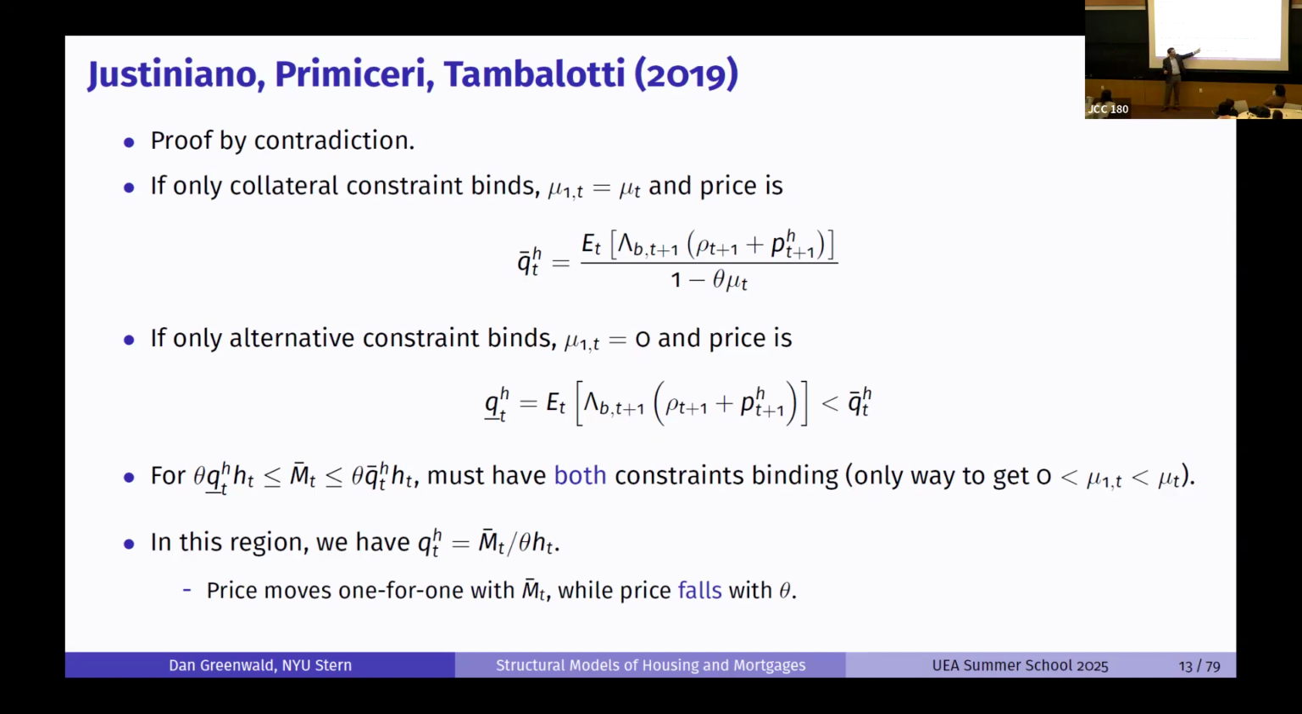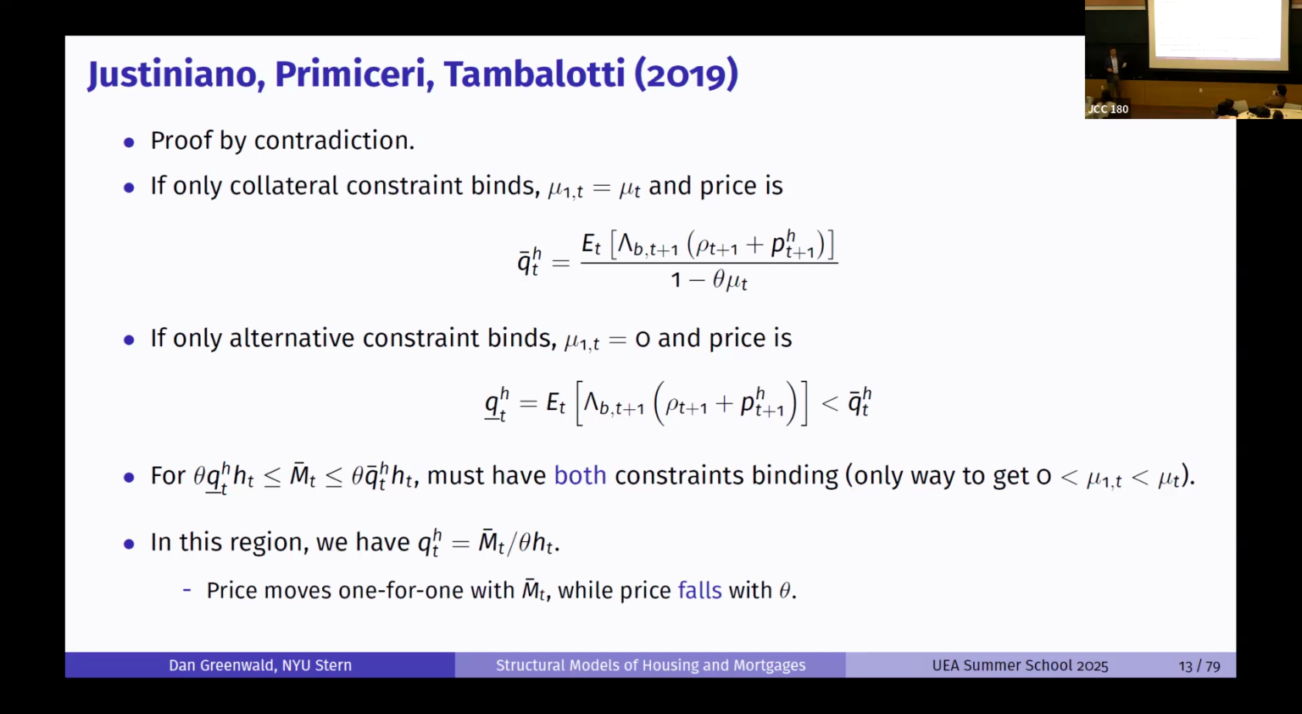But in this region, it's falling with respect to theta. If you increase theta by 1%, the price falls by 1%. So normally, remember, this is flipped from a standard model. Usually relaxing credit conditions makes house prices go up. Here it makes them go down in this particular region, okay? So the intuition, I think, is a bit tricky.